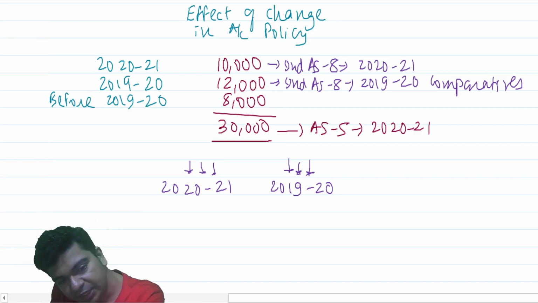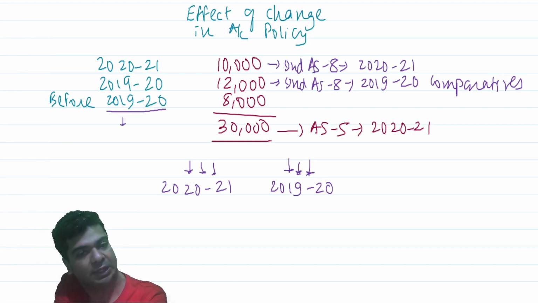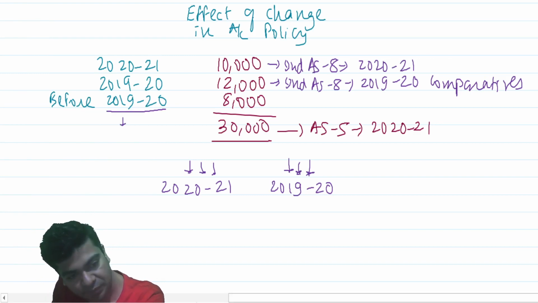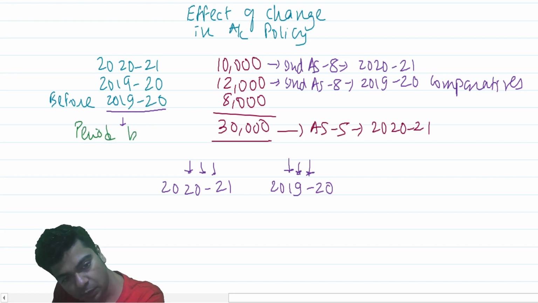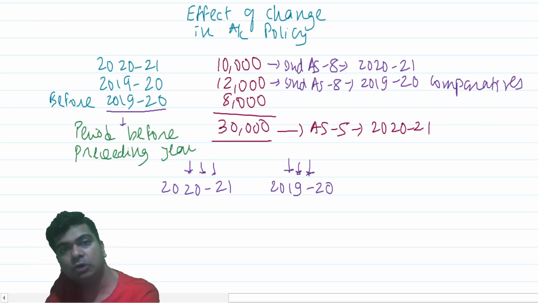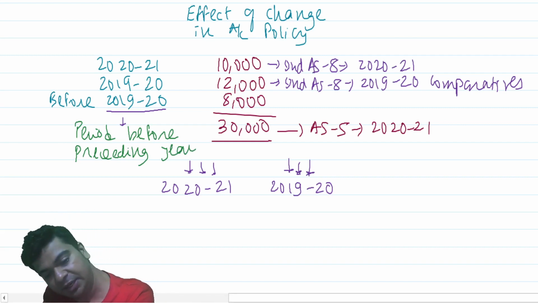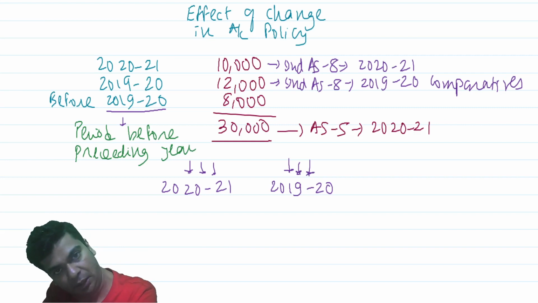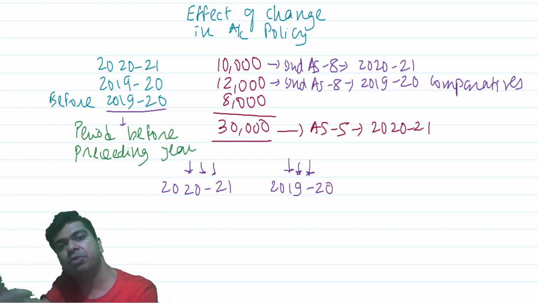Before 2019-20, try to understand this. Before 2019-20, we understand this as the period before the preceding year, right? 2020-21 is the current year, the preceding year is 2019-20, and this is a period even before that.